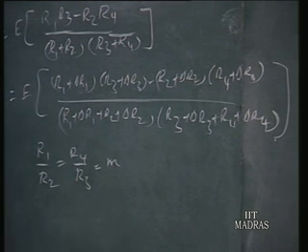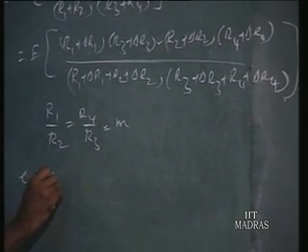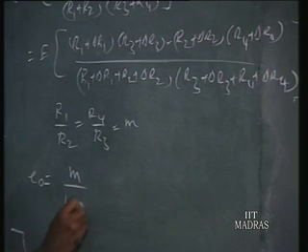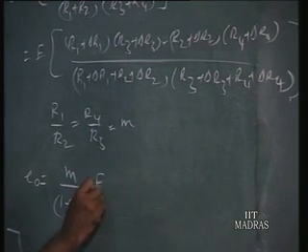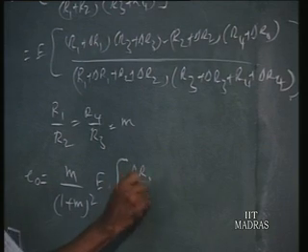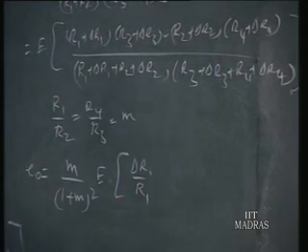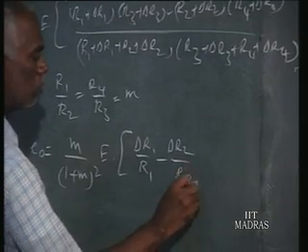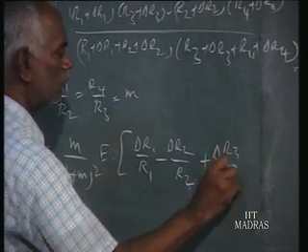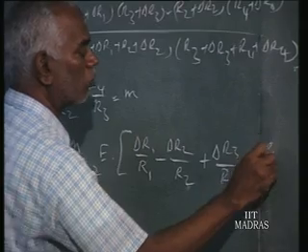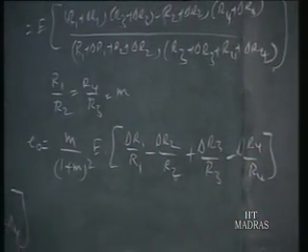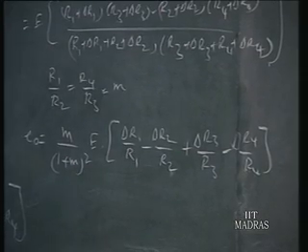Neglecting higher order terms, we can reduce this equation to EO is equal to M by 1 plus M square into E into delta R1 by R1 minus delta R2 by R2 plus delta R3 by R3 minus delta R4 by R4. To this form, the above equation can be brought down. So this is the final equation.